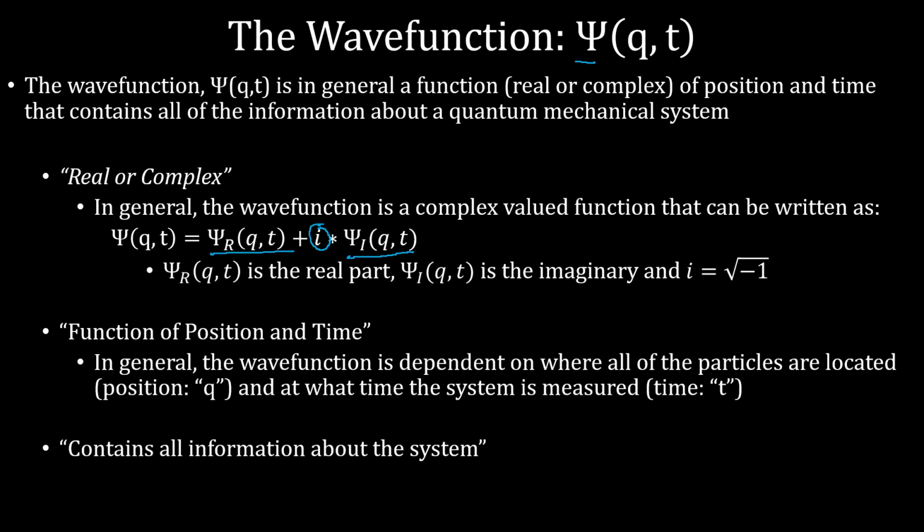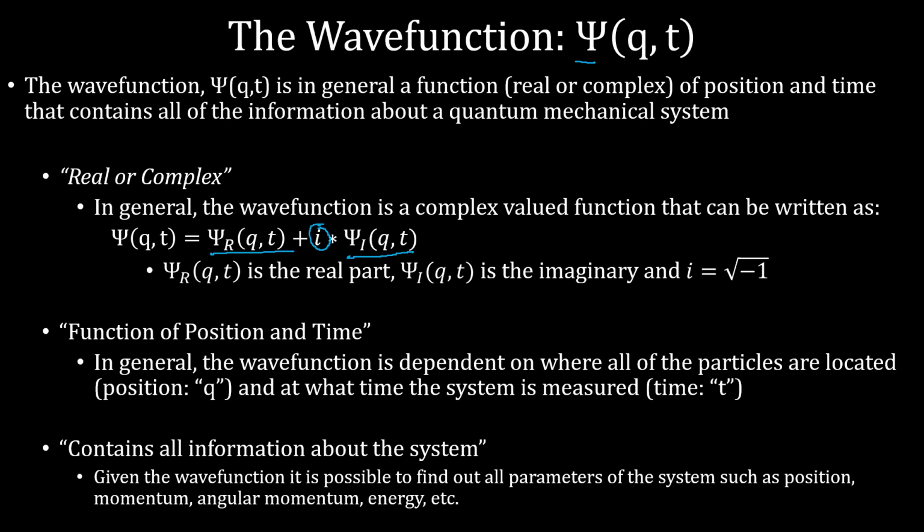And now, what does it mean when we say it contains all information about the system? What this means is that given the wave function, it is possible to find out all parameters of the system, such as position, momentum, angular momentum, energy, etc. Pretty much, if we could measure it classically, there will be some way that the wave function will give us a value for it. So just as we could measure momentum in classical mechanics, there's a way from the wave function to get the momentum of the particle. And we'll talk about how to do that later.